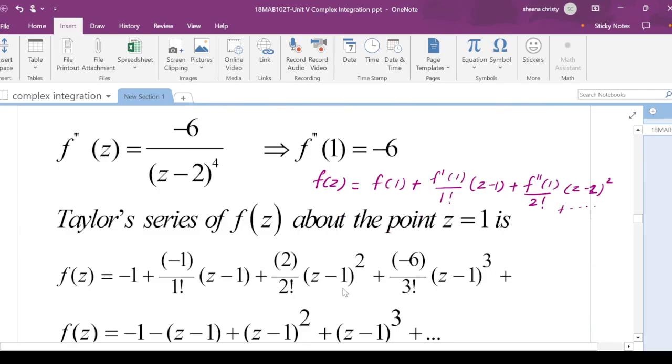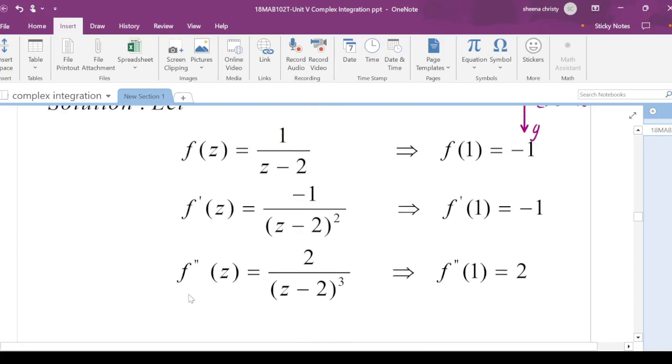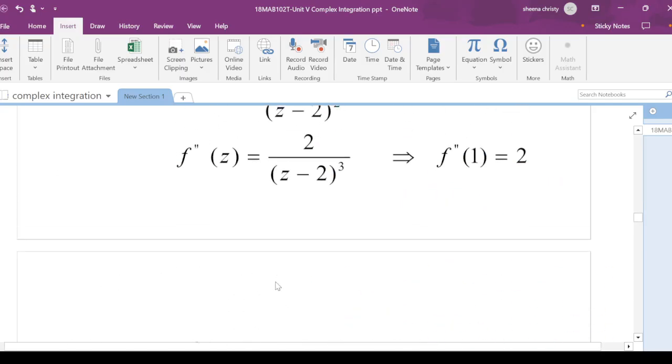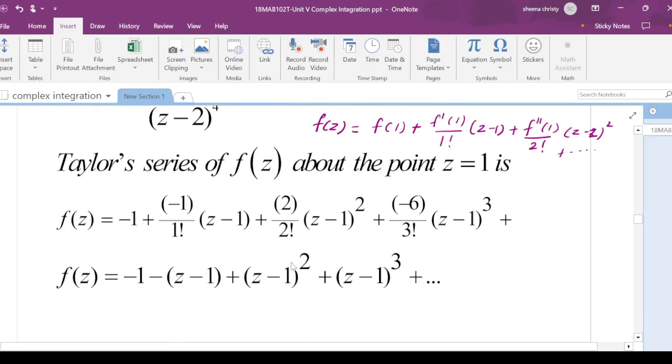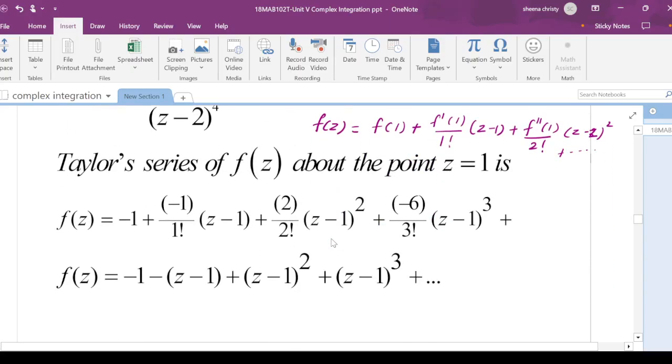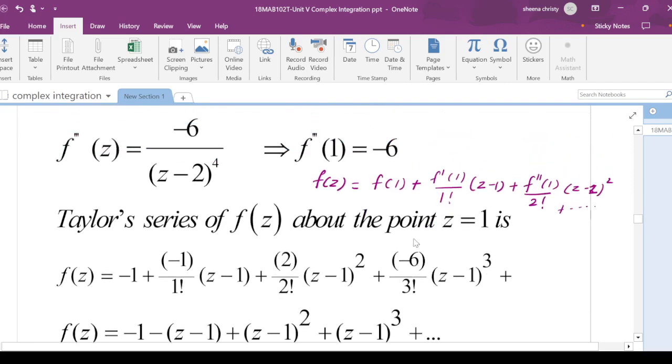Substitute all these values in the formula, which gives you minus 1 plus f dash of 1 is minus 1 by 1 factorial into z minus 1 plus f double dash is 2 by 2 factorial into z minus 1 the whole square, and f triple dash of 1 is minus 6 by 3 factorial into z minus 1 the whole cube, etc.